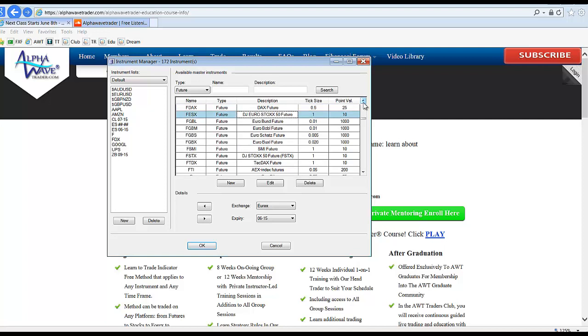Yes? Costa, tell me which one. It's in front of you. I don't trade FTSE. You need to tell me which one. I see DAX very clearly. Which one is FTSE?